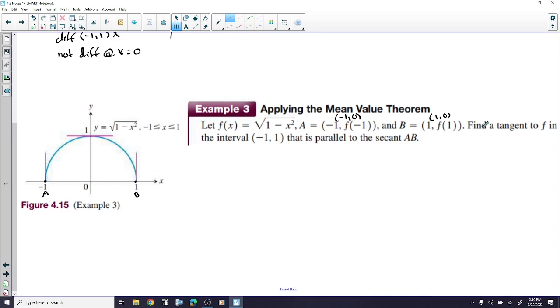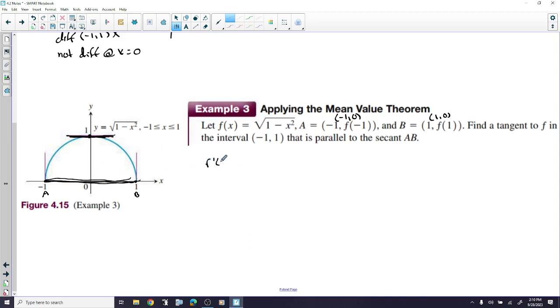That's right there. Find a tangent to f in the interval negative 1 to 1 that is parallel to the secant. So parallel to the secant, well, we know that's up here at x equals 0. That's where the instantaneous velocity is equal to the average velocity, or the secant line is parallel to the tangent line. So let's find out that it's actually at x equals 0.